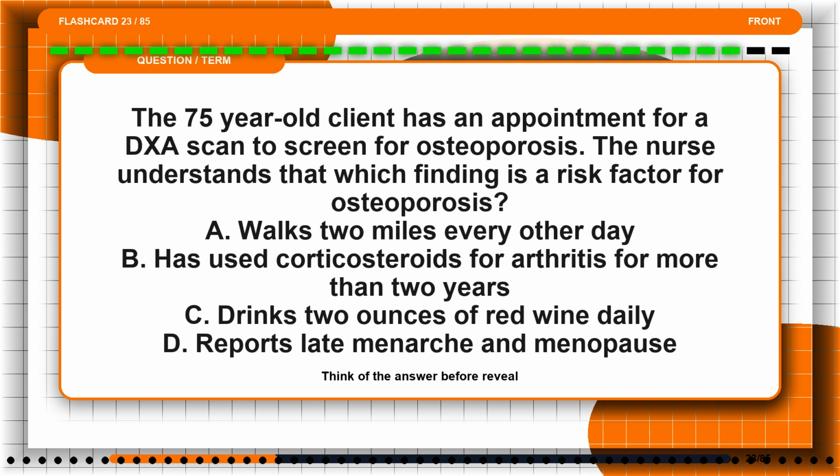Flashcard 23. The 75-year-old client has an appointment for a DXA scan to screen for osteoporosis. The nurse understands that which finding is a risk factor for osteoporosis? A. Walks 2 miles every other day. B. Has used corticosteroids for arthritis for more than 2 years. C. Drinks 2 ounces of red wine daily. D. Reports late menarche and menopause. Think of the answer before the reveal.